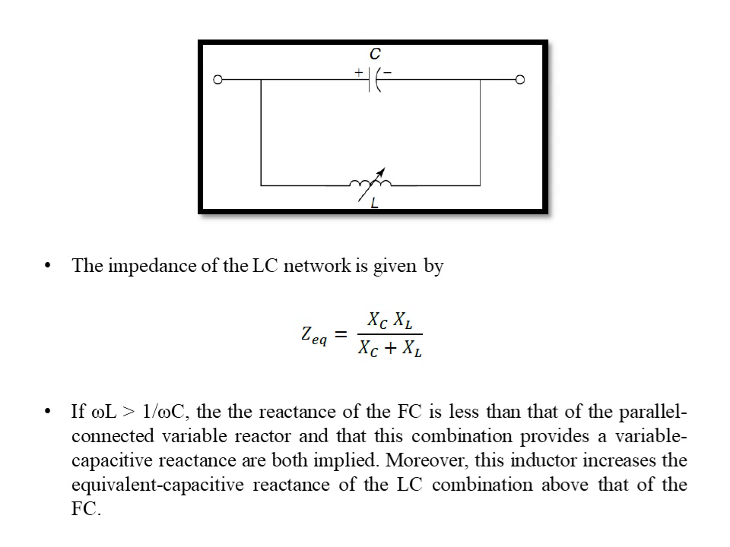Now we have two conditions. When omega L is greater than 1 upon omega C, or simply the inductive reactance is greater than the capacitive reactance, the reactance of FC, that is the fixed capacitor, is less than the parallel connected variable reactance or back-to-back connected reactors, and this combination provides variable capacitive reactance. Moreover, this inductor increases the equivalent capacitive reactance of the LC combination above that of FC, the fixed capacitor.